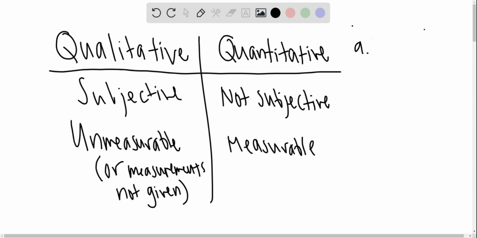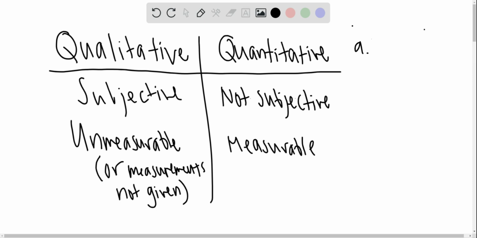Now we have quantitative statements, which is basically the exact opposite of qualitative. So quantitative statements are not subjective, meaning they're not based on opinion. They're based on facts, based on numbers. And how you know whether it is not subjective is by if it's measurable. So a quantitative statement will be able to be proved by a particular measurement that is given within the statement itself. So they will say that measurement that proves the statement is false or true. Okay, so these are some pretty confusing ideas, but they'll become more clear as we go through the questions themselves. So let's look at part A.